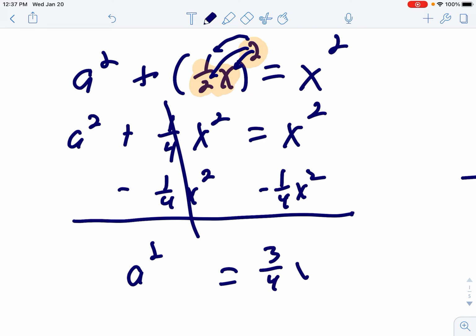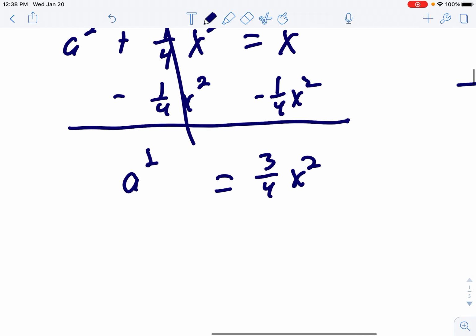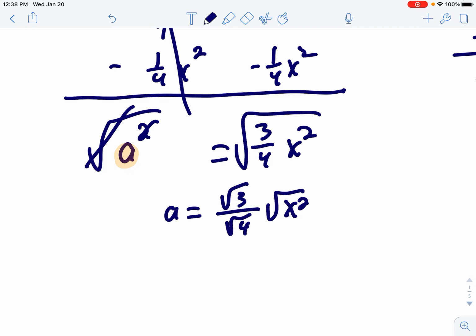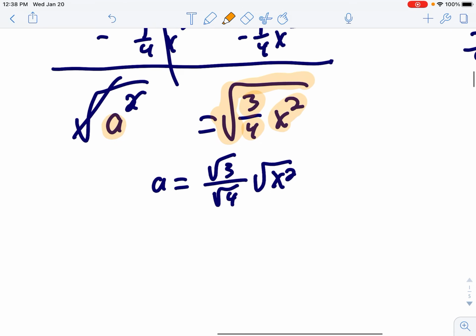So back to our original equation right here, where we have x squared minus 1/4 x squared, that's going to be 3/4 x squared. Now if I want to isolate a, I need to cancel out that square, which doesn't even look like a 2. Come on. All right, sorry about that. To cancel out that square, of course you need to square root, which means square root the other side. This cancels out, you get a equals, now the square root of 3/4 x squared. That breaks into the square root of 3 over the square root of 4, square root of x squared. This square root applies to the 3, the 4, and the x squared.